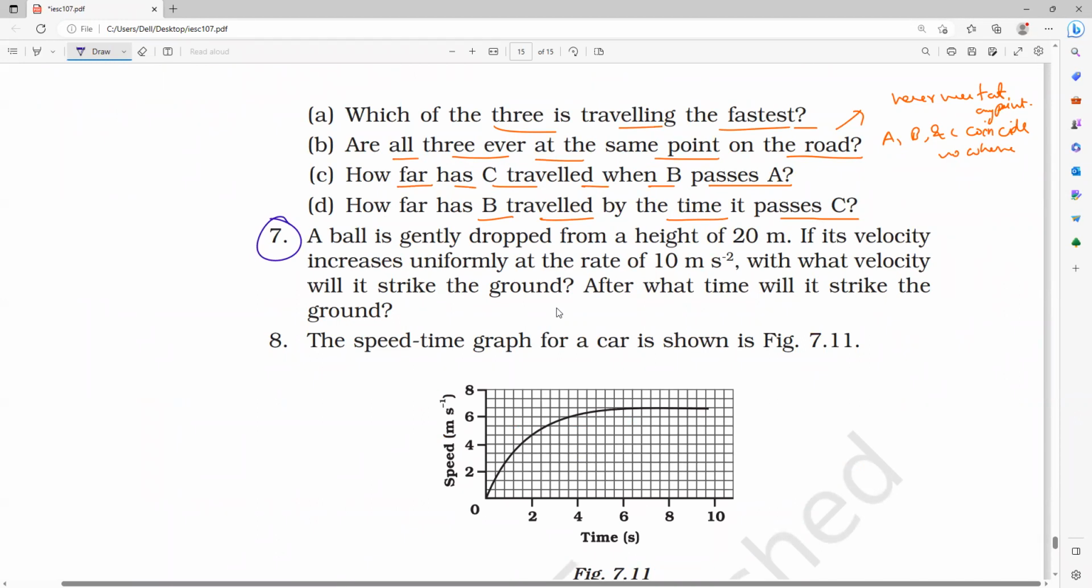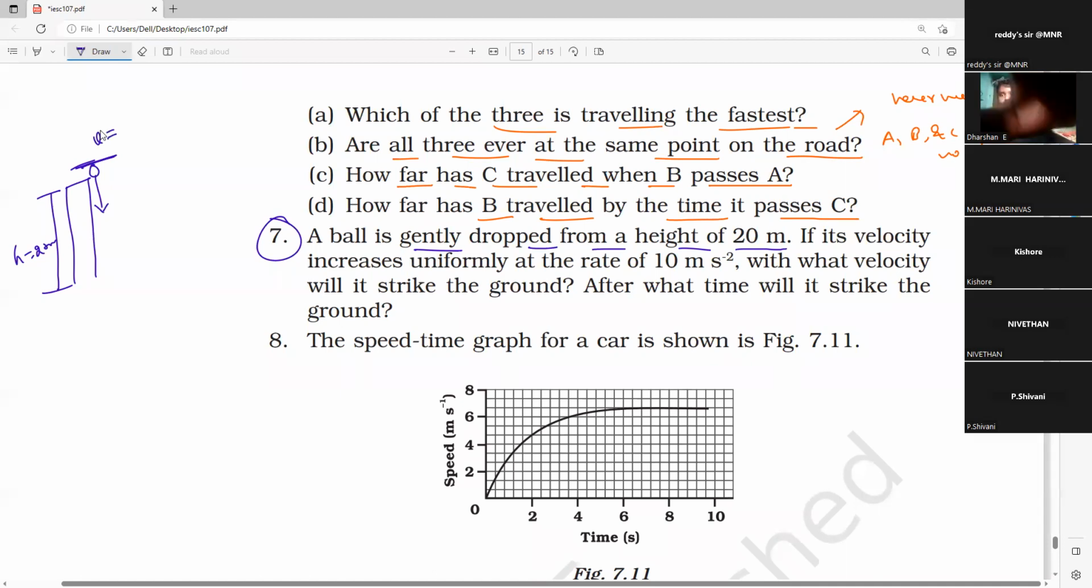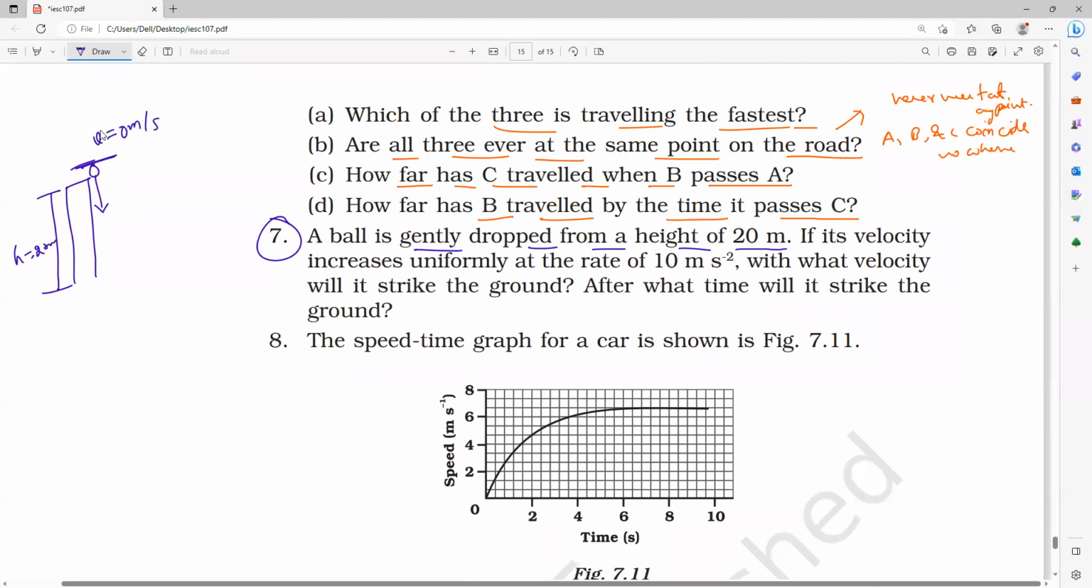Darshan, read the question. A ball is gently dropped from a height of 20 meters. Freely falling means the initial velocity is what? Of course, it is dropped from the top. So h is equal to 20 meters. What is the initial velocity, everybody? 0 meter per second. We all know it.